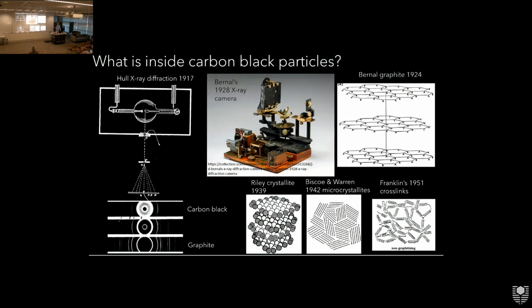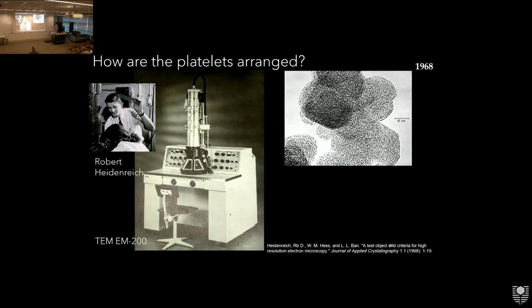So people started to think, well, what's happening with the atoms inside of carbon black? So using X-rays, they suggested, from the X-ray pattern, that there are small bits of graphite that are kind of misaligned. And people thought about how they could be cross-linked, but they didn't really understand what they looked like.